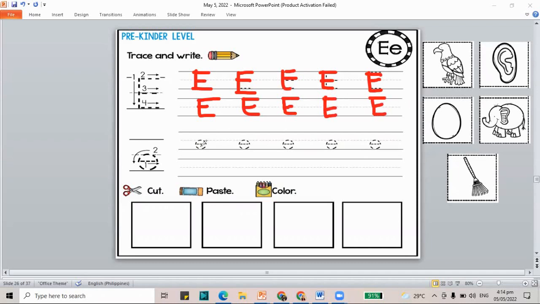And how about lowercase e? Go around like an egg on a plate. Your letter E. Letter E.